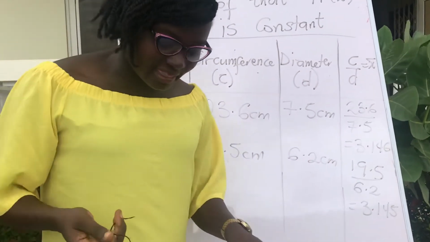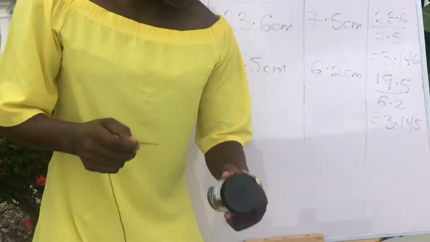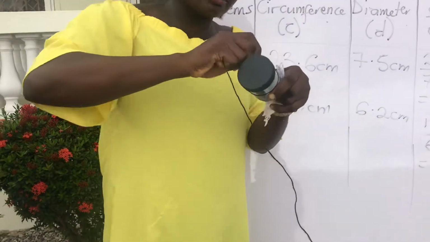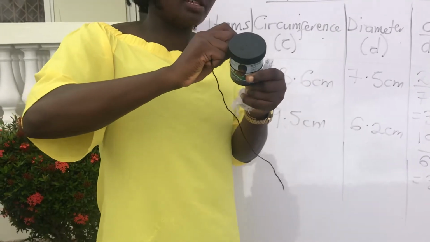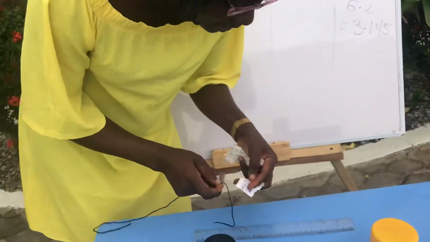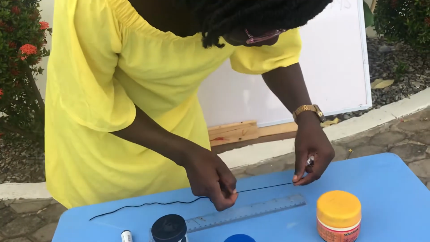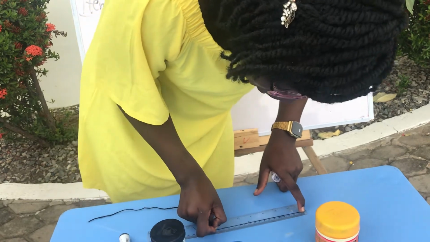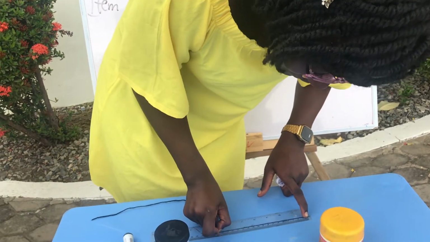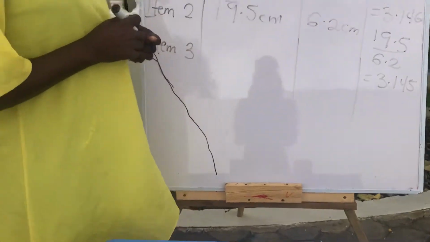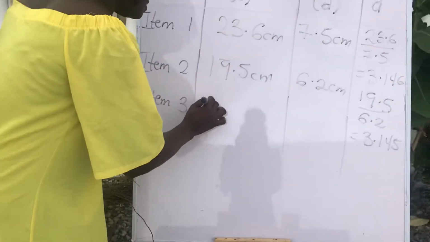So picking the third item, we go around it with the thread, good, to take its circumference. Okay, great. That is what we are having over here. We put it on the ruler. Okay, and that is giving us 17.3 centimeters.